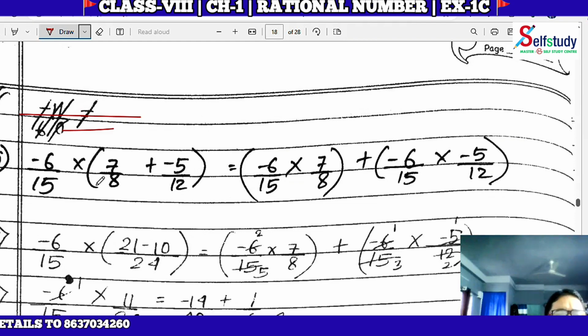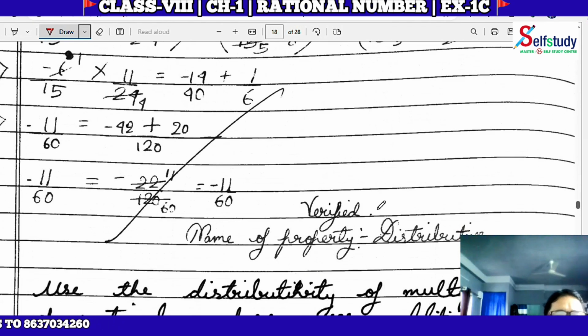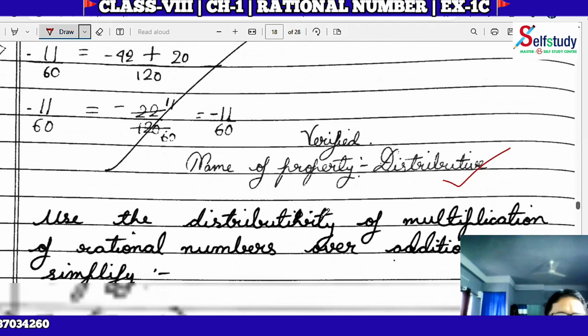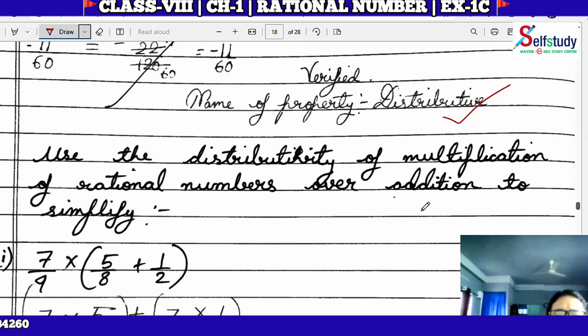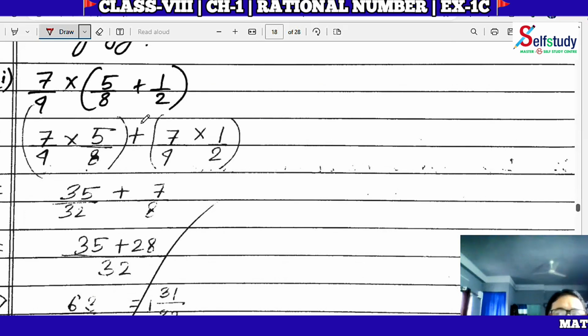Okay, so here also in the same way you can simplify, as you can see here on the screen. It is done. Minus 11 by 60 came on both sides, and the name of the property is distributive. Use the distributivity of multiplication of rational numbers over addition to simplify this. So here it is given that use distributive law. So you cannot use the BODMAS rule here, that you will add these two and then multiply. That will be wrong. You have to use the distributive law, and in that you have to open the bracket.